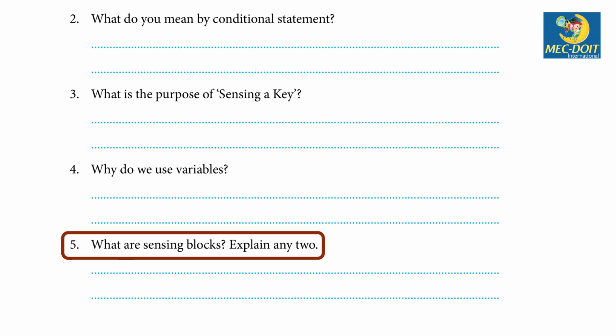5. What are sensing blocks? Explain any 2. Answer. Sensing blocks are used to recognize and quantify the interaction between items in a project or to track specific mouse and keyboard motion. It is color-coded blue and is one of the 9 blocks.